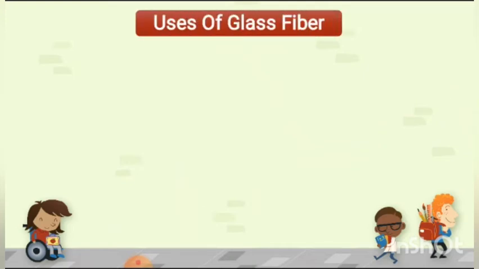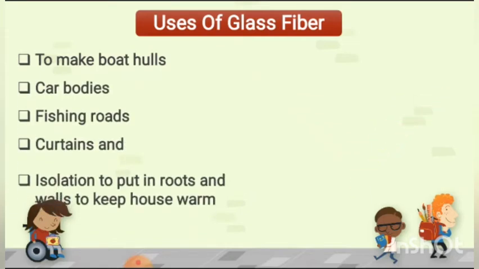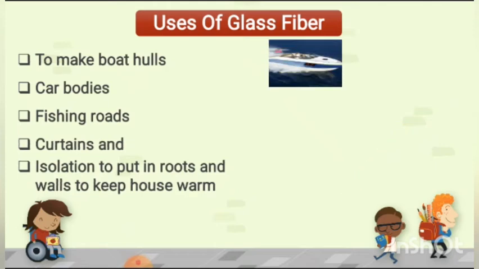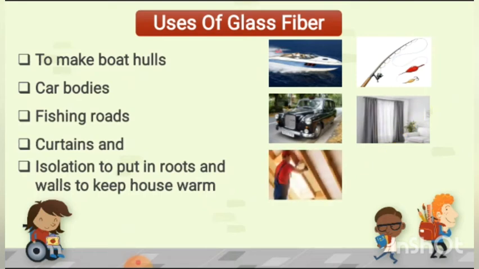Uses of glass fiber. To make boat hulls, car bodies, fishing rods, curtains, and insulation to put in roofs. They put the insulation of glass fiber in the center of the roofs and in the walls. Why? To keep them warm, and it is used mostly in very cold areas.